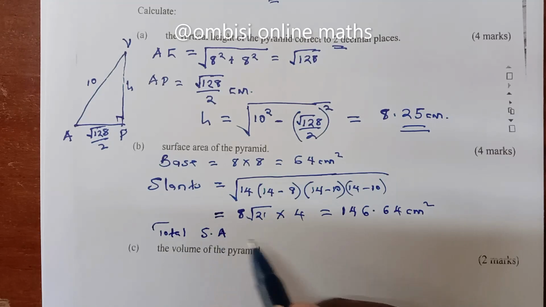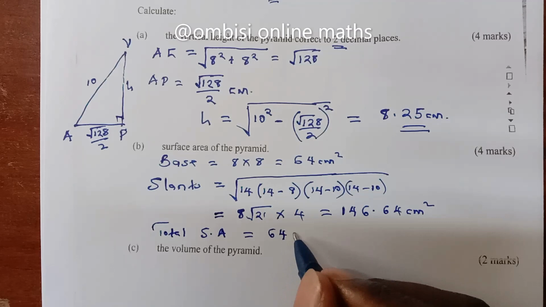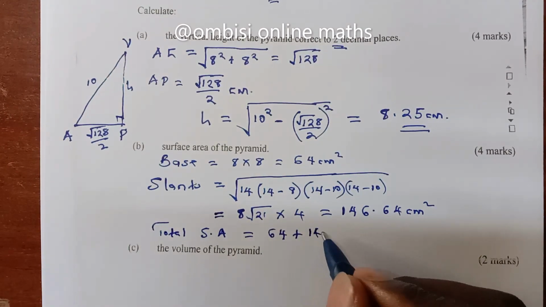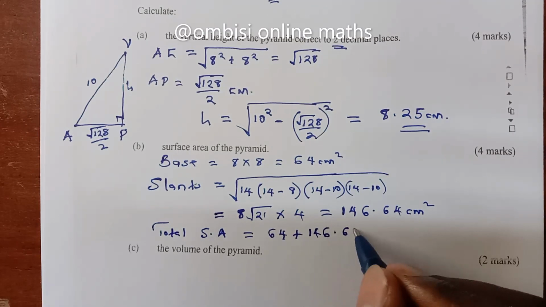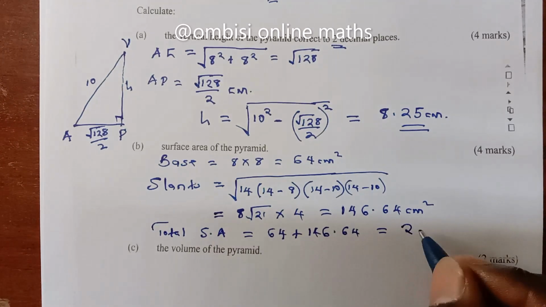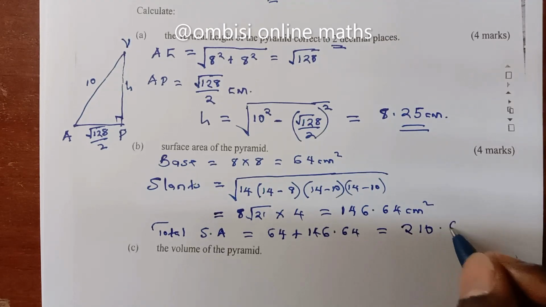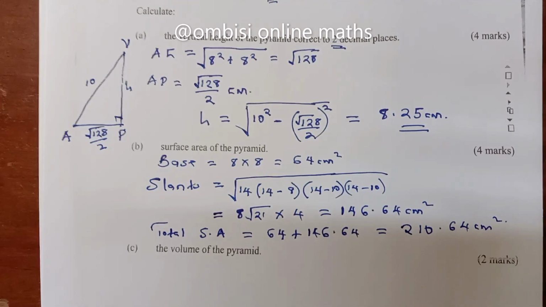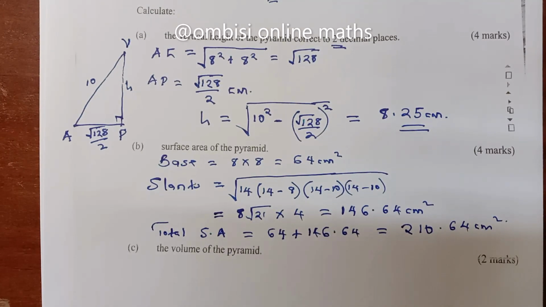So the total surface area of the pyramid is going to be the area of the base, which is 64, plus the slant faces, which are 146.64. So a quick addition of this one is going to give us a total of 210.64 square centimeters, and that is going to be the total surface area of the pyramid.